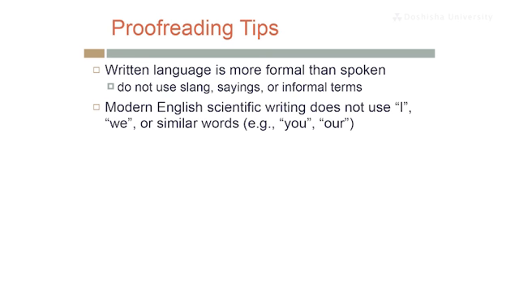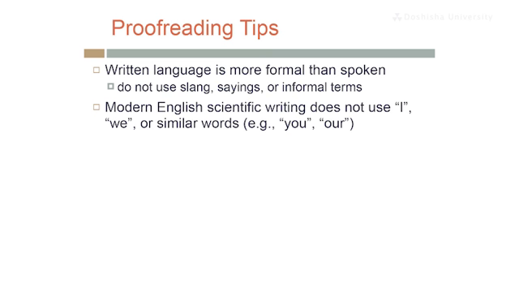As I've mentioned many times, but it's a common problem, so I will keep mentioning it, modern scientific English does not let you use I or we to refer to you as the writer, the investigator, the researcher, and similar words like my or you or your or our. These types of words should not be there. So when you proofread, check for those words.